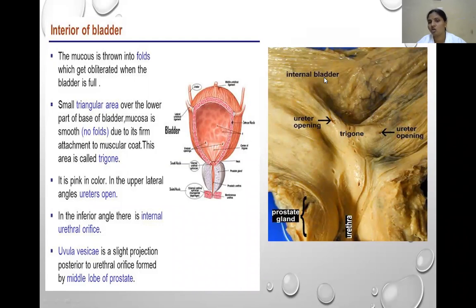So that is known as the trigonal muscle of the bladder. What is this? The muscle layer is present here. It is the continuation of the ureteric muscle into this trigone, which is known as the trigonal muscle of the urinary bladder, otherwise called the muscle of Bell.